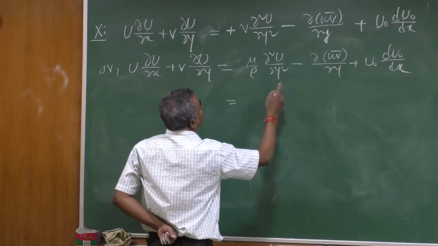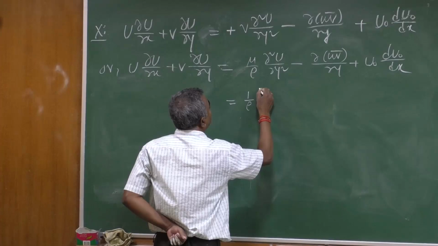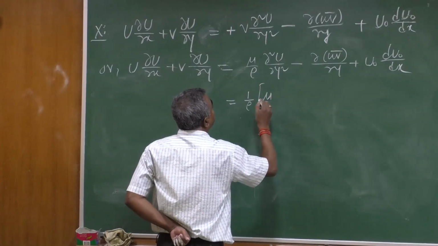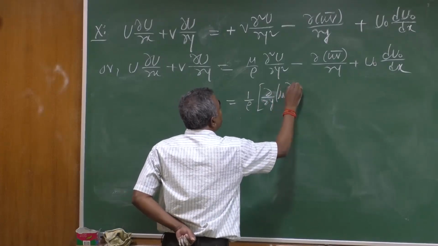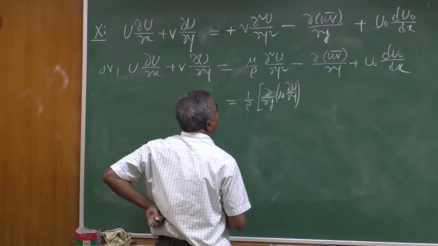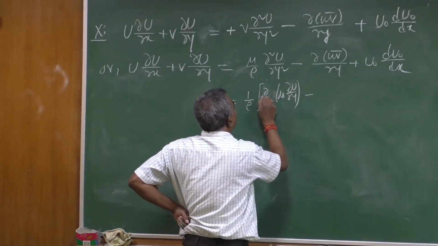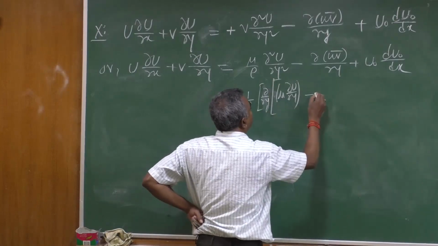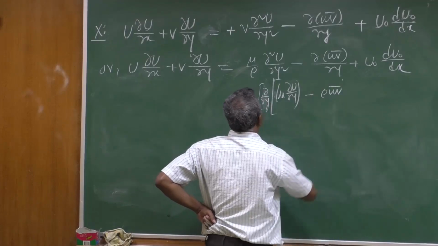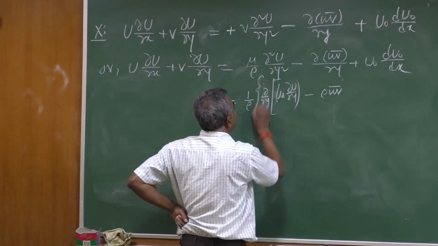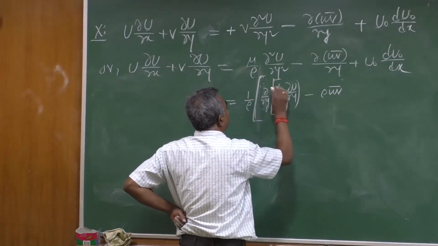This particular term, 1 by rho, if you take it out, then what you are getting is mu. So, this particular term can be written as del y mu del u del y, and that means I can put this del y as rho u v. Let me write this, or the other way around, just 1 minute.